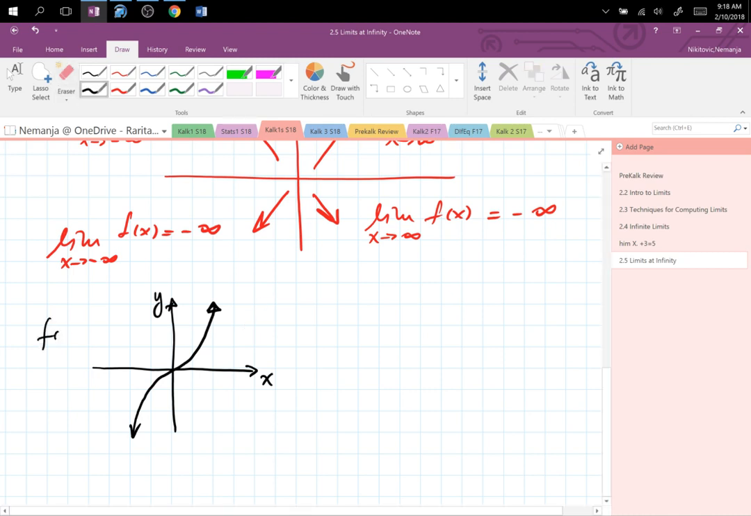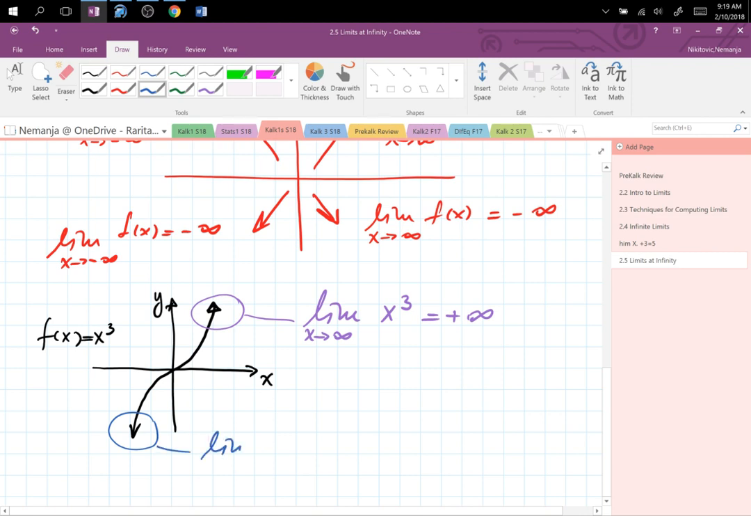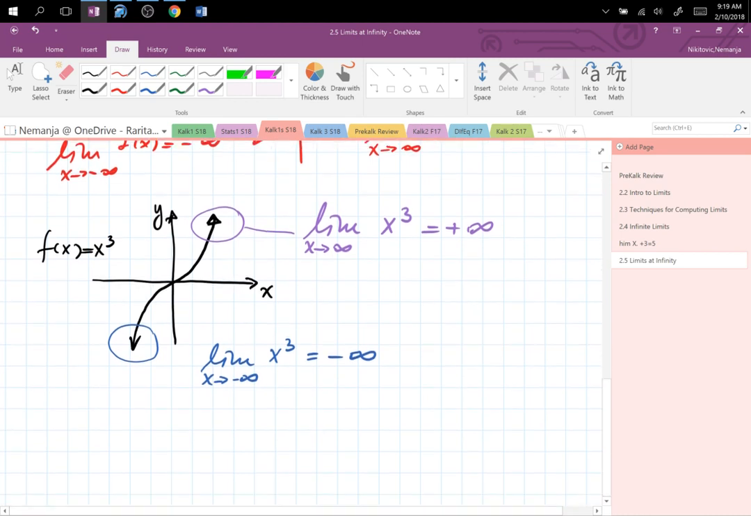I'll just write f of x equals x cubed because I want to use purple over here, circle it and bring it out to say that the limit of x cubed as x goes to infinity is what? Positive infinity, yes. And then here in blue, the other end of the function is what? Limit of x cubed as x goes to negative infinity, because it goes to the left all the time, is what? Negative infinity. And we're good to go.